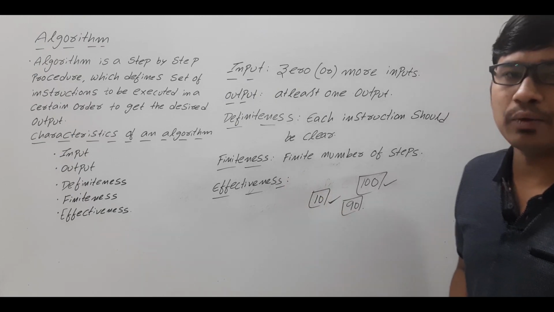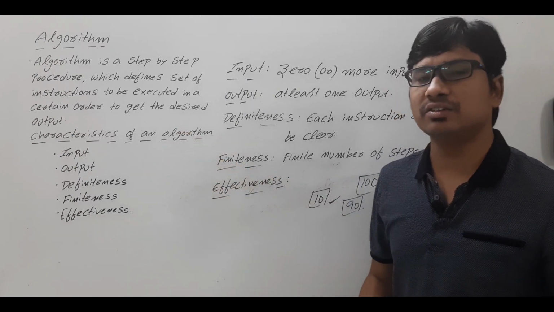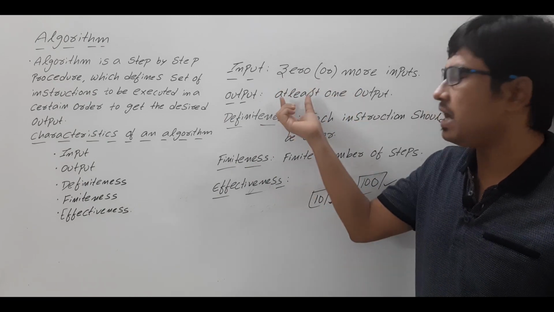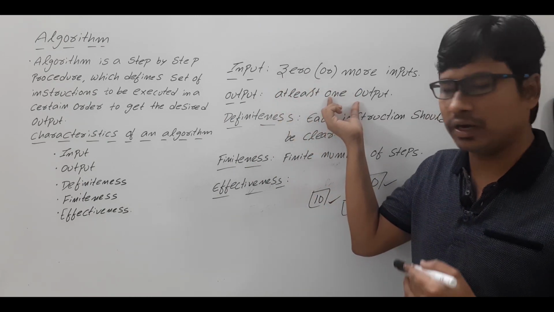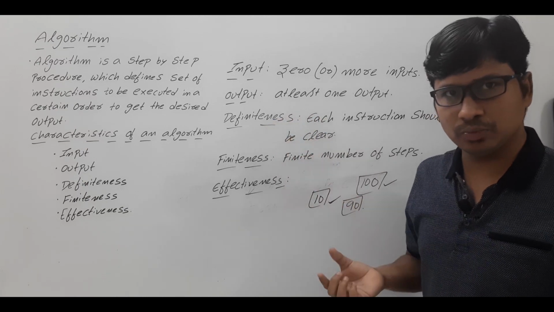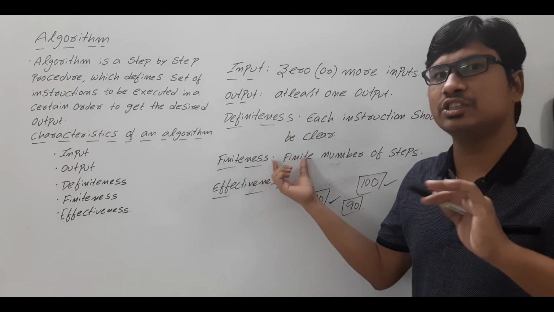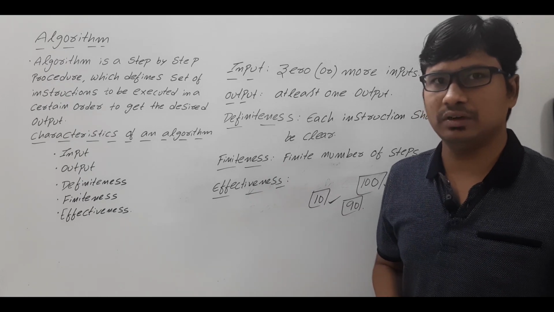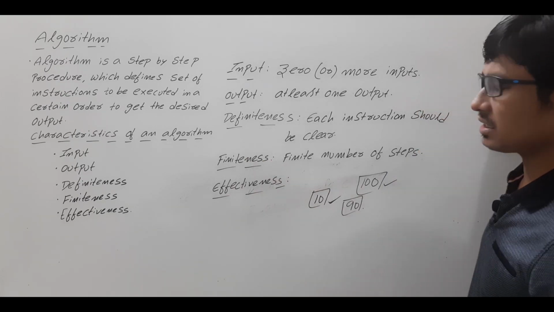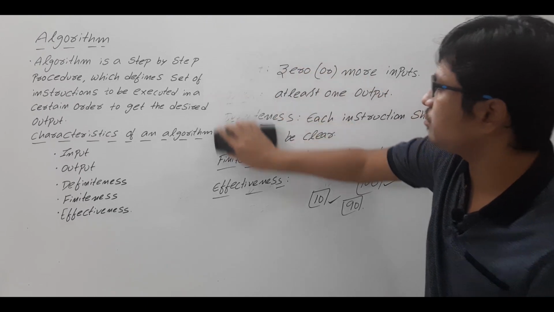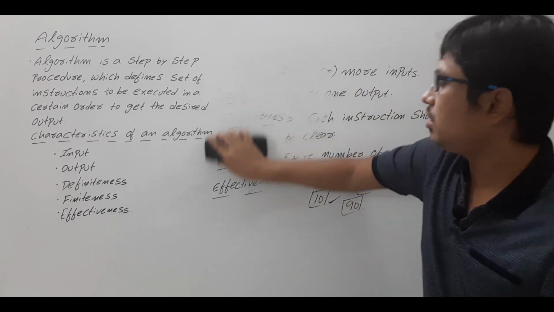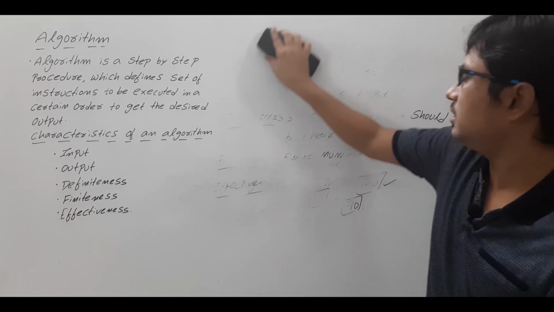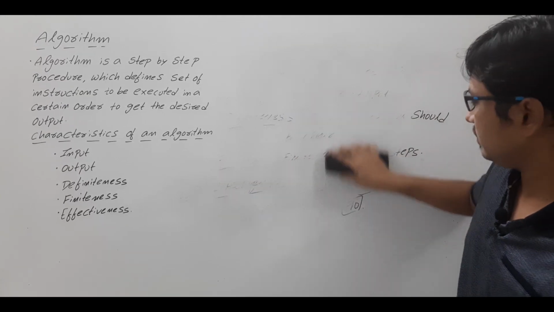So I hope you have understood all the characteristics of an algorithm: it should have 0 or more inputs, at least one output, all the instructions should be clear, the number of instructions should be finite, and every instruction should be useful. These are the characteristics. Now let me discuss one simple example of writing an algorithm so that you will understand the concept in a better way.